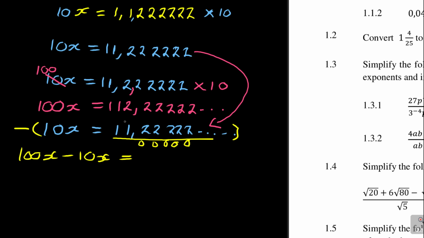So what are you subtracting actually? You are subtracting 112 minus 11. Do you see what we're doing? So what is 100 minus 10? It's 90x is equal to, then here 112 minus 11, it will be 101.